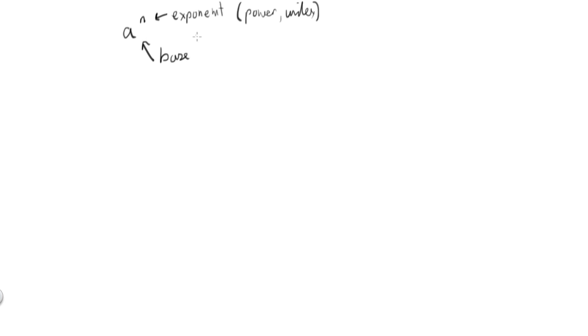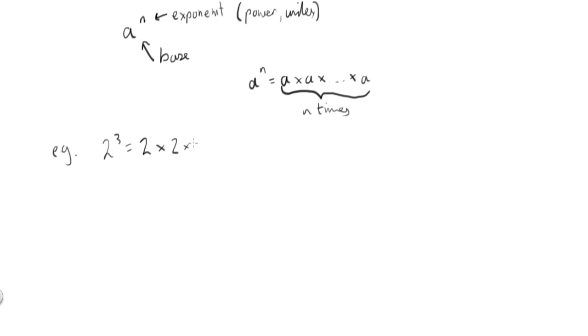And what does this mean? Well, a to the power n is simply a multiplied by itself n times. I don't know what n is, n could be a large number, but a multiplied by itself n times is the same as saying a to the power n. Simple example, 2 raised to the power 3 is simply 2 multiplied by 2 and multiplied by 2. So 3 lots of 2 multiplied by each other.